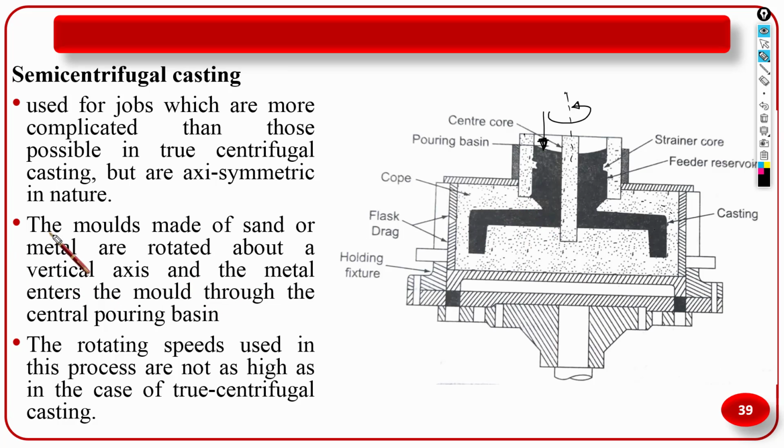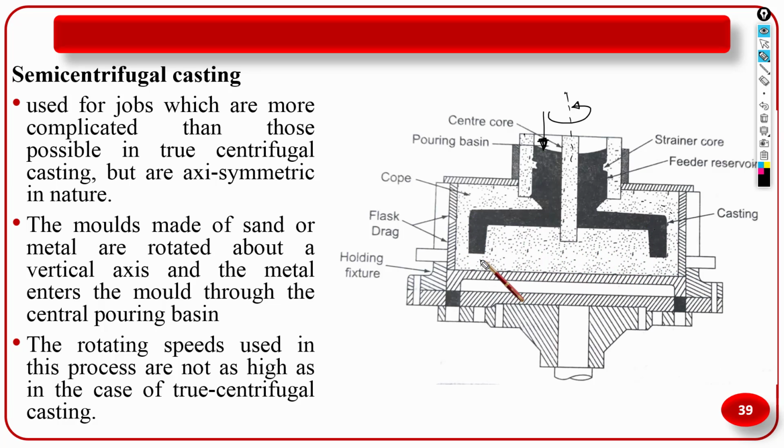Here it is written, the molds made of sand or metal are rotated about a vertical axis, and metal enters the mold through the central pouring basin. Here is the central pouring basin. Through this molten metal is poured inside and it goes to different places.